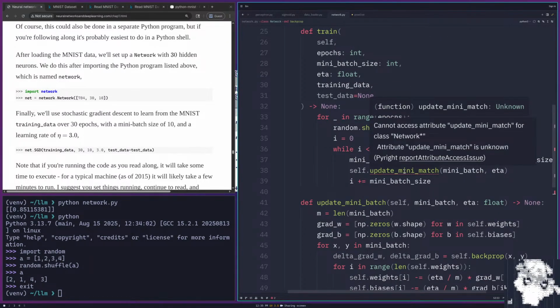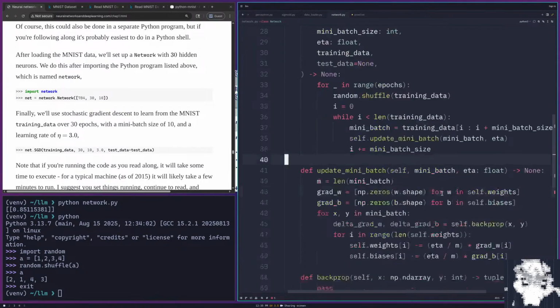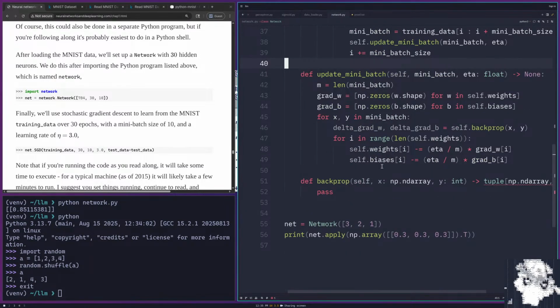Why is this actually being underlined? Cannot access update mini bat. Oh, I called this batch. Okay. All right, but that'll be it for now. Thank you for watching.